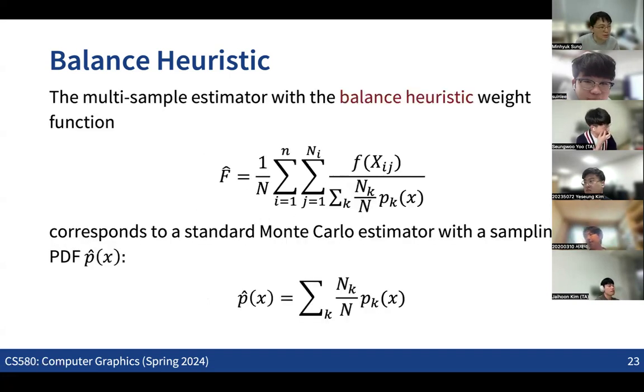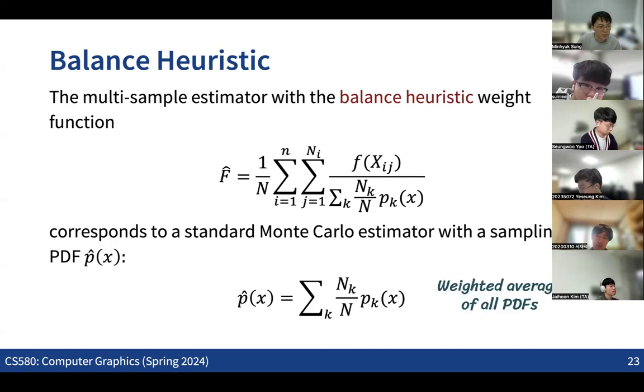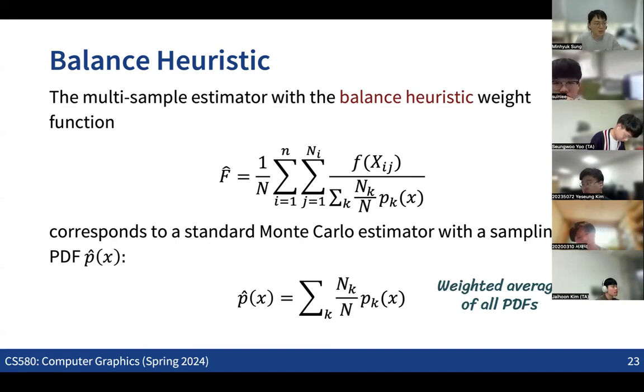So what we can see is that after we rewrite everything, this becomes the standard Monte Carlo estimator, with another PDF that looks like this. You can see this becomes a weighted average of all the PDFs that we have. So this is a very simple idea of adapting the weighting based on the PDF.